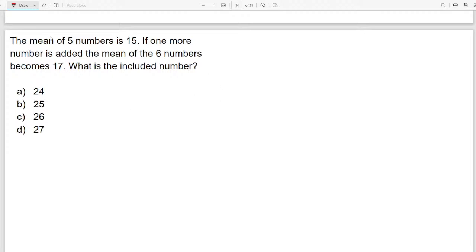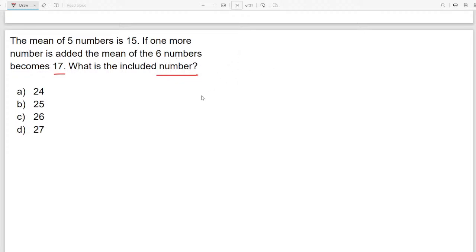So they're saying that the mean of 5 numbers is 15. If one more number is added, the mean of the 6 numbers becomes 17. What is the included number?